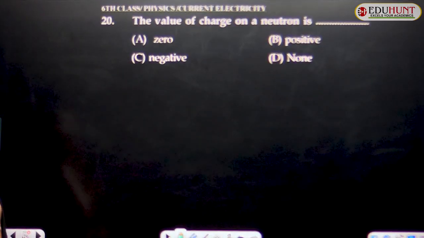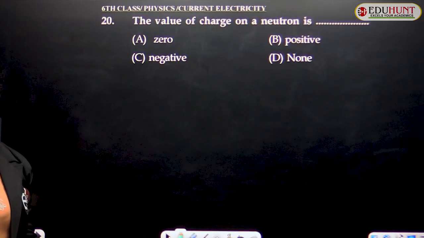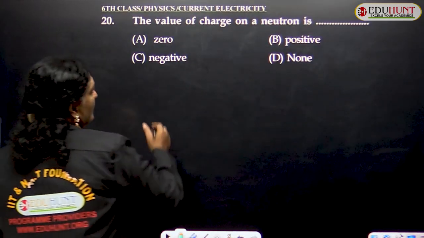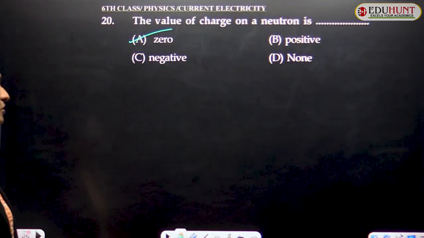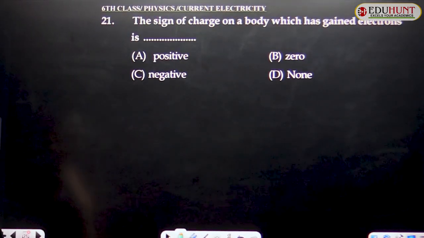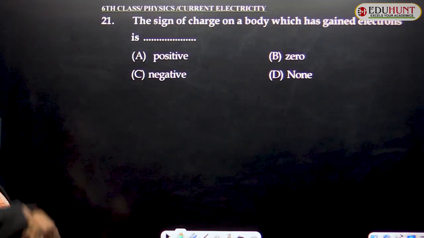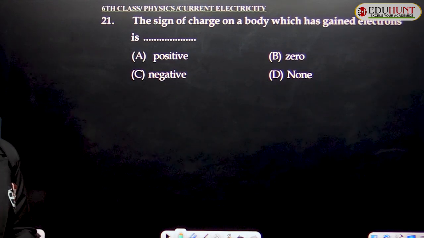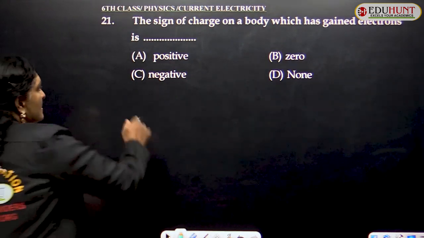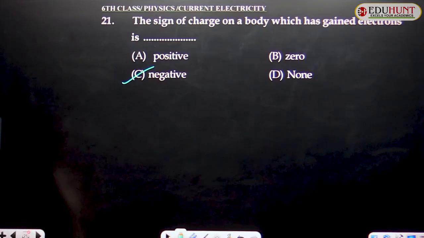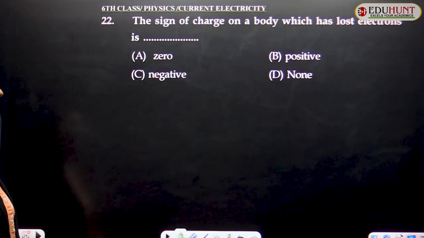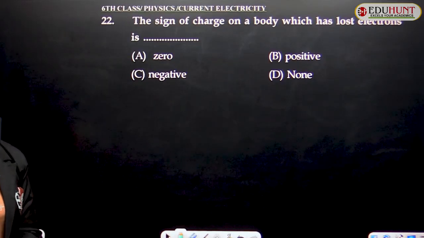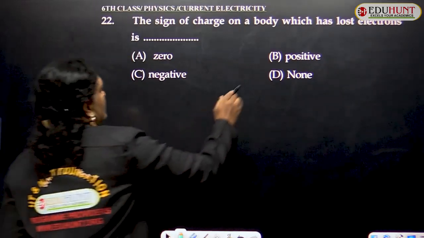Next question: the value of charge on a neutron. A neutron is neutral, so there is no net charge on the neutron. The value of charge on a neutron is 0. The sign of charge on a body which has gained electrons: more electrons means it becomes a negatively charged body, so the sign will be negative. Next, the sign of charge on a body which has lost electrons: losing electrons makes it a positively charged body, hence the sign will be positive.